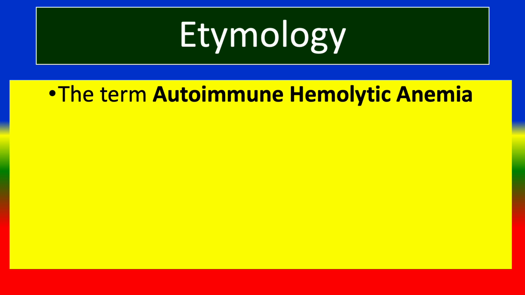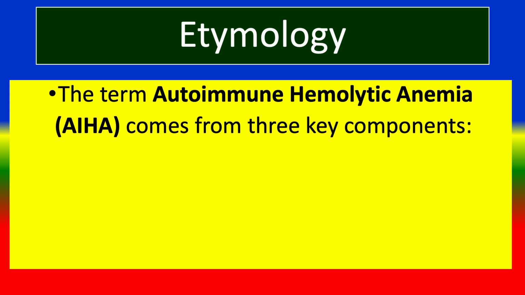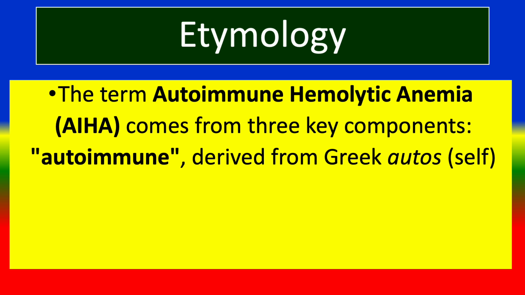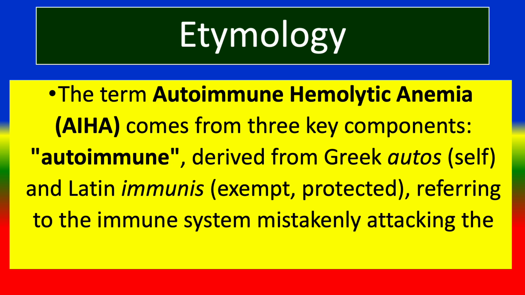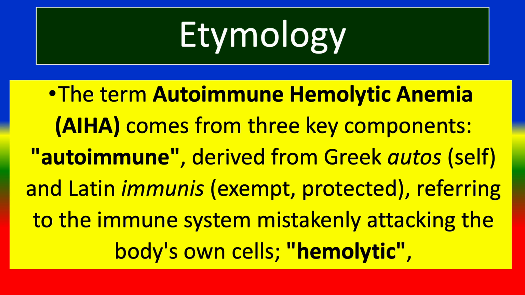Etymology: the term autoimmune hemolytic anemia comes from three key components. Autoimmune, derived from Greek autos, self, and Latin immunis, protected, referring to the immune system mistakenly attacking the body's own cells.